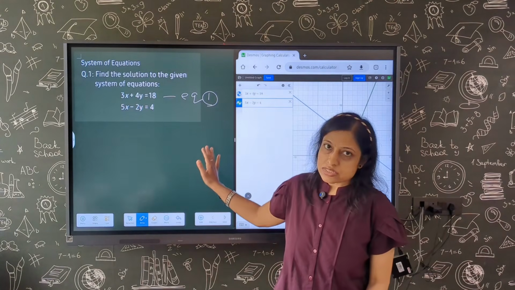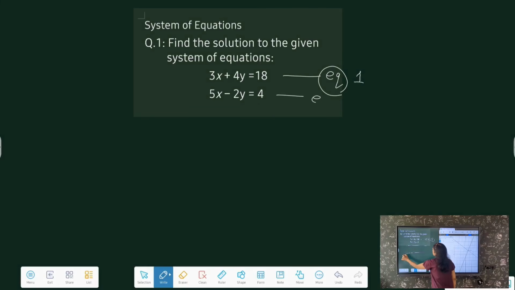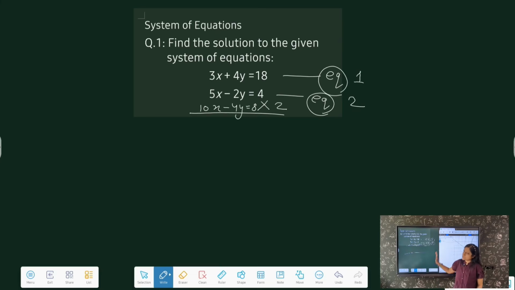Now let's solve the same question with the manual method. Here we are going to use the elimination approach. For that, if we multiply the second equation by 2, the equation will become 10x minus 4y is equal to 8. And the y variable can be cancelled out. So when you perform addition, it will become 13x is equal to 26. x is equal to 2.